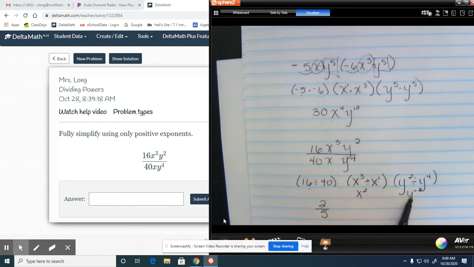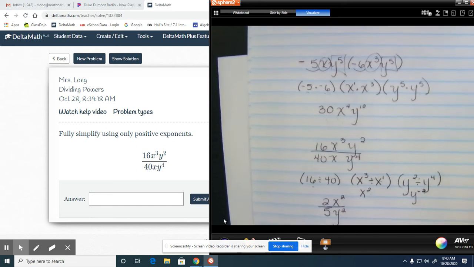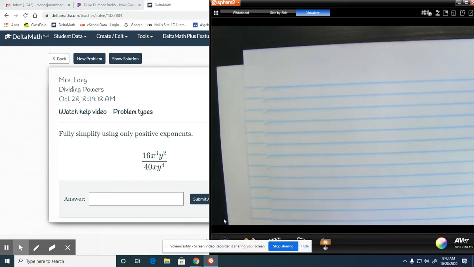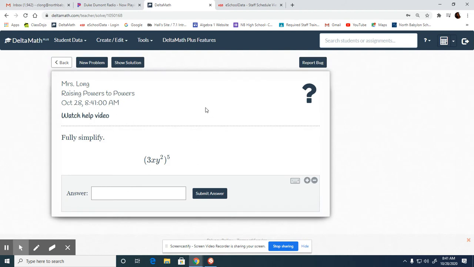Now the reason why I wrote these up here is because when we have negative exponents, they have to go on the bottom and become positive. So I wrote them up here to make sure that I'm going to place them in the correct spots. Okay, so 2x squared over 5y squared. And that is dividing, so just be careful with your negative exponents. So I'm going to flip over to show you one more here, and that is a power to a power.